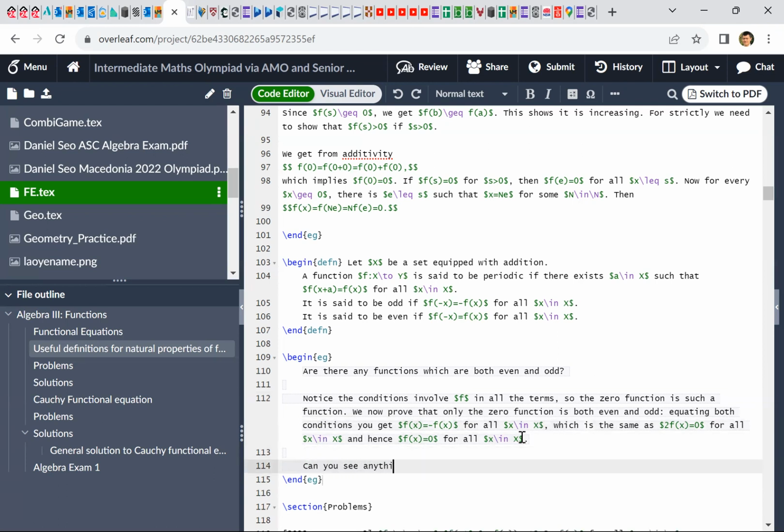Can you see anything wrong with this proof? What a strange time to be asking this question, right? Just the most innocuous proof ever, and this guy kind of starts bluffing that there's something wrong with the proof. Surely there can't be anything wrong with the proof, but if there wasn't, why would he ask you, right?